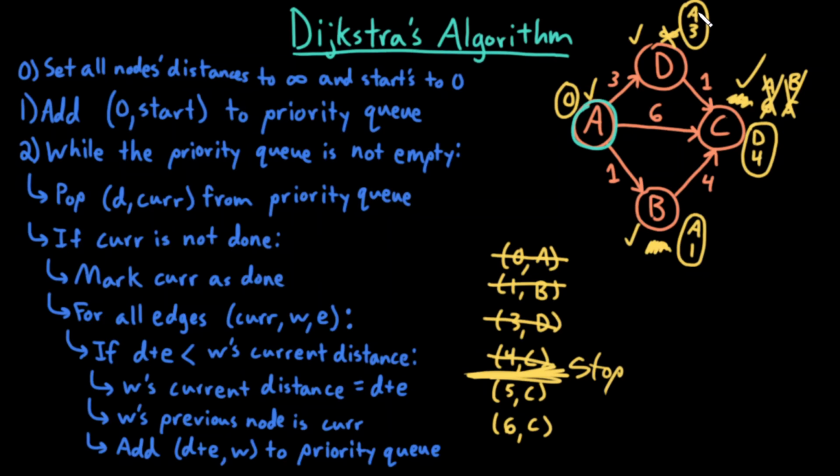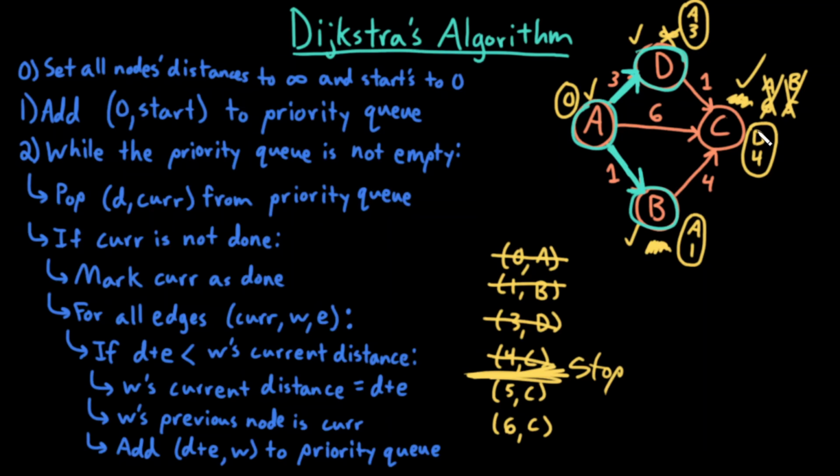Getting to D, I could have come from A, and that path has length 3, which is correct. It has length 3. For node B, I could have come from A, and that path has length 1, which is correct. This path has length 1.